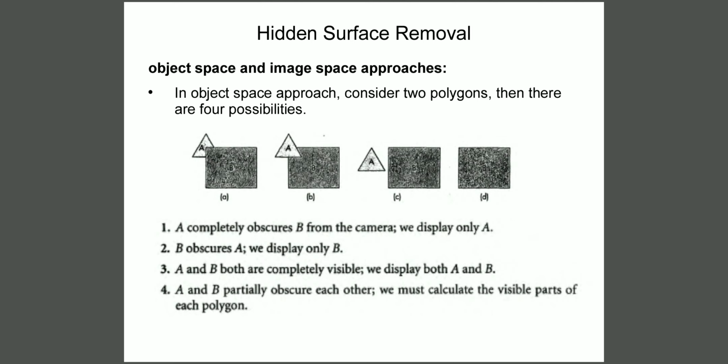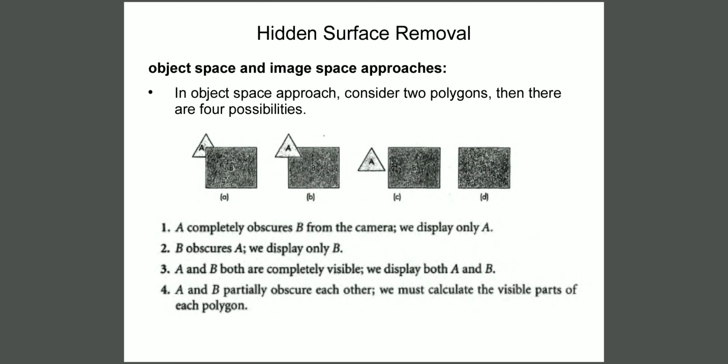For hidden surface removal, we have two approaches. Those are the object space approach and the image space approach. When we consider the object space approach, here we are considering two polygons. When we consider two polygons or two objects to display on an output screen, then we will have four possibilities in total. In the first possibility, B may be completely hidden behind A, so it is possible to display only the object or the polygon A. That is the first case.